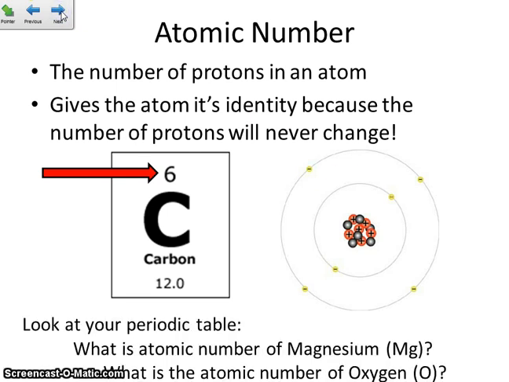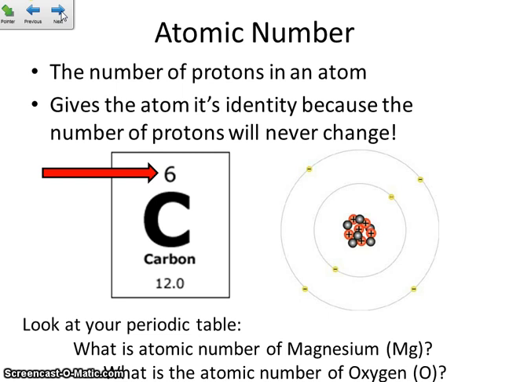Okay, so look at your periodic table and see if you can figure out what the atomic number of magnesium is. Okay, pause the video, and when you're ready, reveal the answers for magnesium, and look up oxygen too and see if you can figure it out. Try to figure it out on your own and then check your answers.